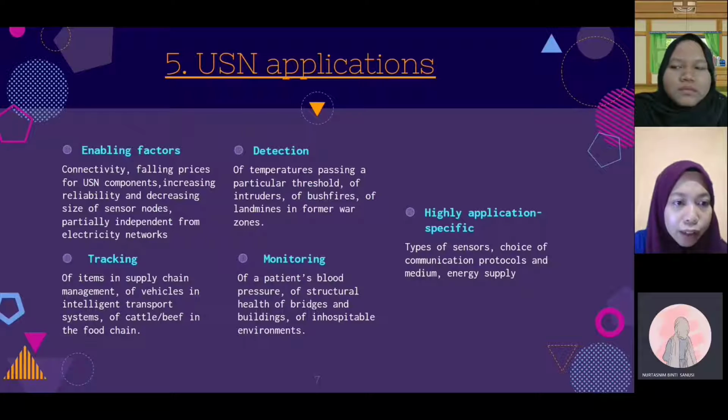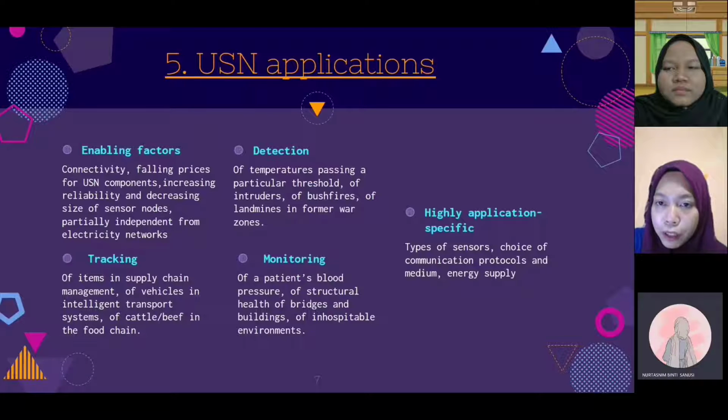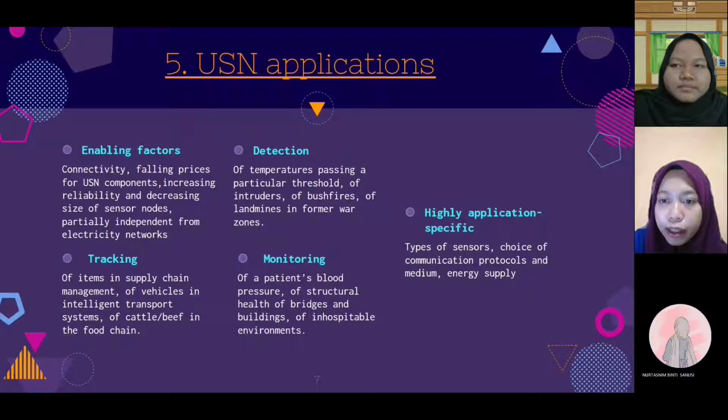Tracking: tracking of items in supply chain management, of vehicles in intelligent transport systems, of cattle, beef in the food chain. Monitoring: of a patient's blood pressure, of structural health of bridges and buildings, of inhospitable environments. Highly application specific types of sensor, choice of communication protocols and medium, and energy supply.